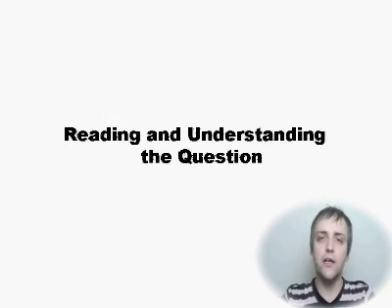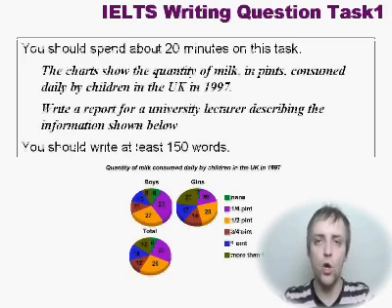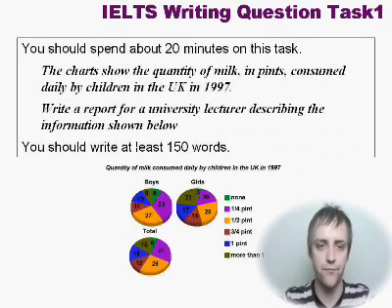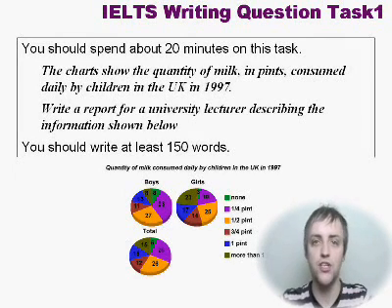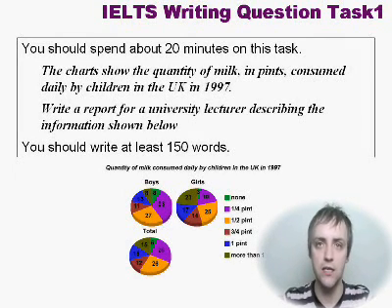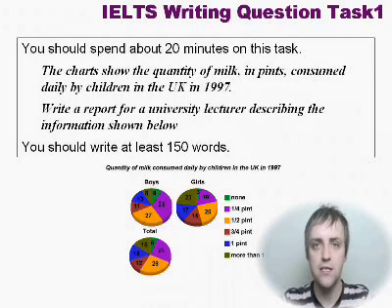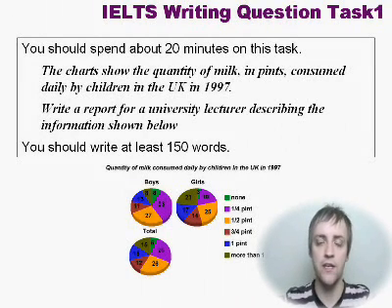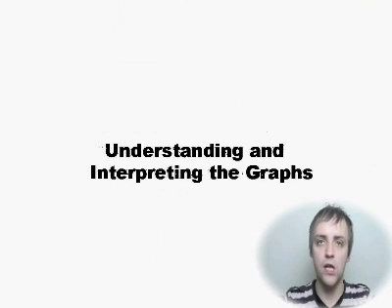Now, reading and understanding the question. So, what question have we got this lesson? The charts show the quantity of milk in pints consumed daily by children in the UK in 1997. Okay? Let's take a look at these charts a little bit more closely, and we will try to understand what's happening in the charts and try to interpret the information.